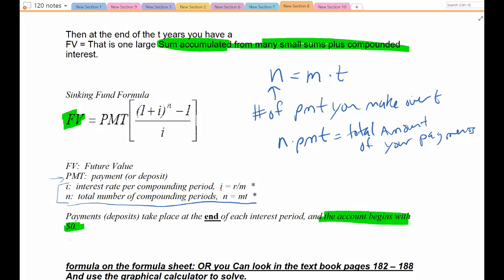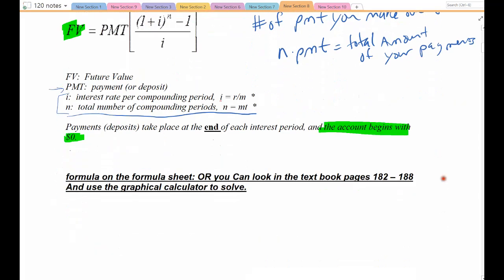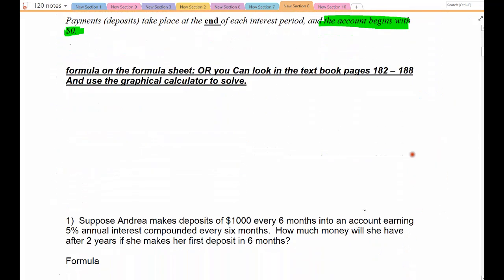Then I'll earn interest, so there should be more than that in the account. The extra is the interest. All right, so that's why the N is important. It's telling you how many payments you're making, which is also important when we get to loans. Same thing for loans. All right, so the formula is important.